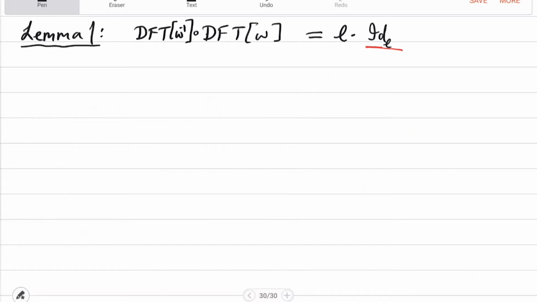Yeah, so identity simply sends a bar to a bar, and L times identity scales a bar to L times a bar. That's the formula we want to show. This is an extremely fortunate formula because it tells you that the inverse of DFT is again DFT, so it also has a similar simple form. So if you show that step 1 is fast, then step 3 is also fast.